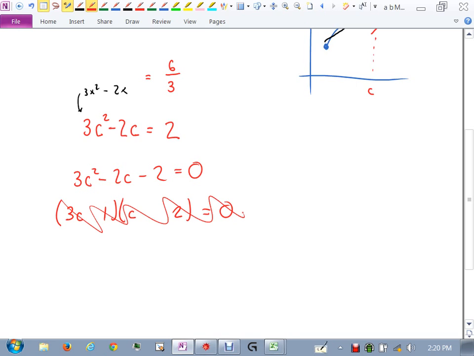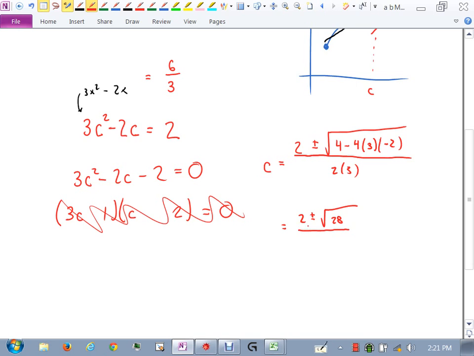So quadratic formula. c must be equal to, you remember the quadratic formula, right? Negative b plus or minus square root, all that. So I'm just going to go negative b plus or minus square root of b squared minus 4 times a times c, all over 2 times a, which is 2 plus or minus square root. We got under the root 4 minus 4 times 3 times negative 2, 24, so 28, all over 6.